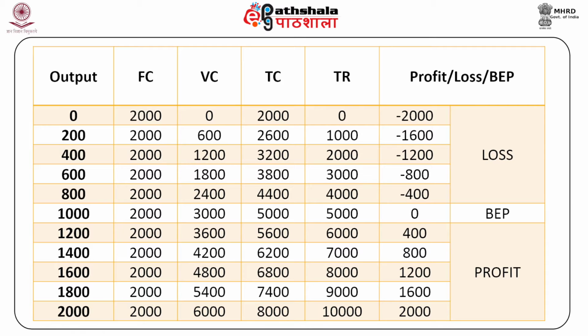This company has also incurred a variable cost of rupees 3 per cup. The selling price of each cup is rupees 5. Now, table 1 actually represents the output, the fixed cost, variable cost, total revenue, and profit or loss, or the break-even point for the same.